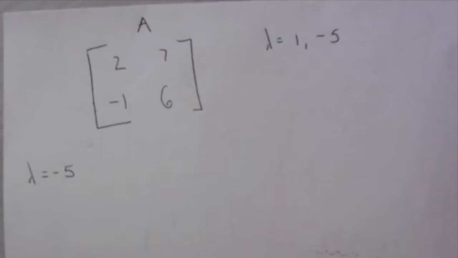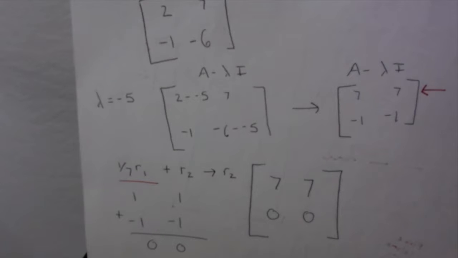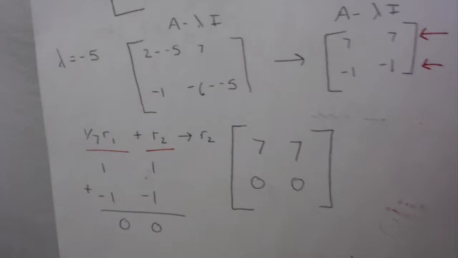Now that you've found the first eigenvector, you want to use the second eigenvalue to find the second eigenvector. You would do the same thing as you did with the first. You would do A minus lambda I, where lambda is -5 this time. You end up with this new matrix, 7, 7, -1, -1. Next you want to row reduce. This one you row reduce by doing 1/7 times row 1 plus row 2 going to row 2.